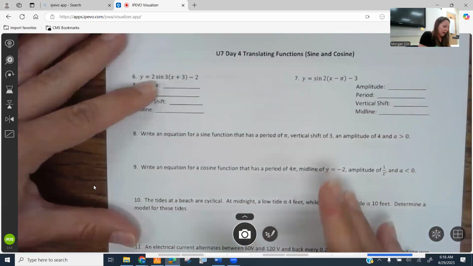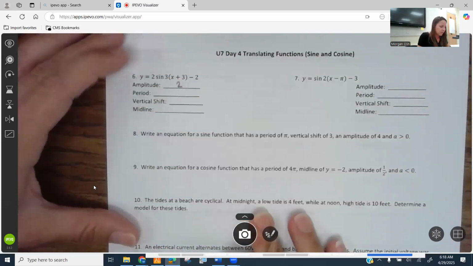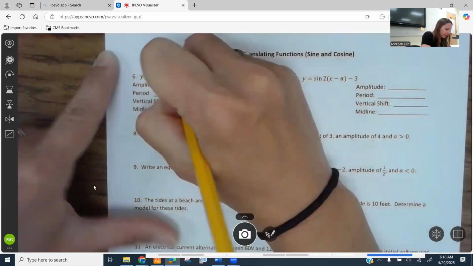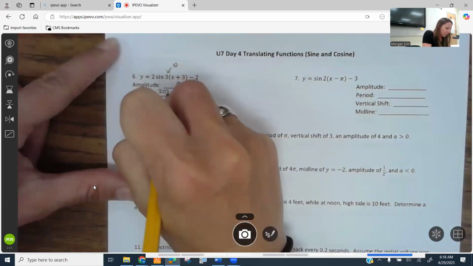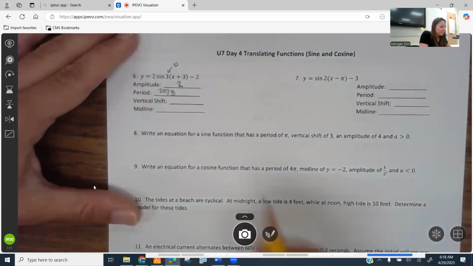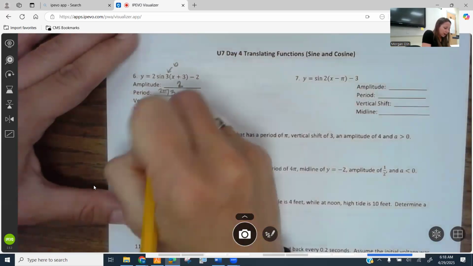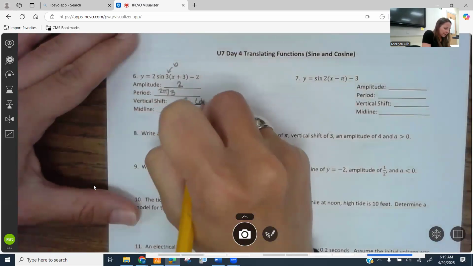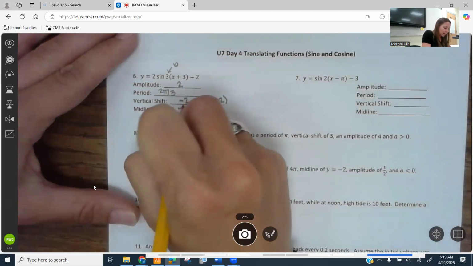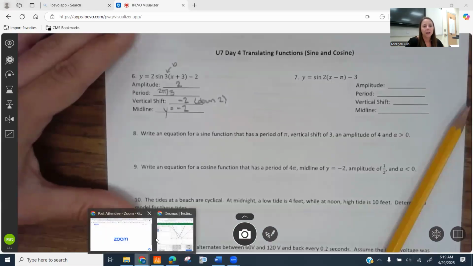All right, here, our amplitude is 2. Here, our period, now be careful, this is our B value right here. So 2 pi over 3. That means the length of one cycle is 2 pi over 3. Vertical shift is that out here, so -2. Or you can say down 2. And our midline is that same thing, y equals -2. And let's go actually graph this and see it.